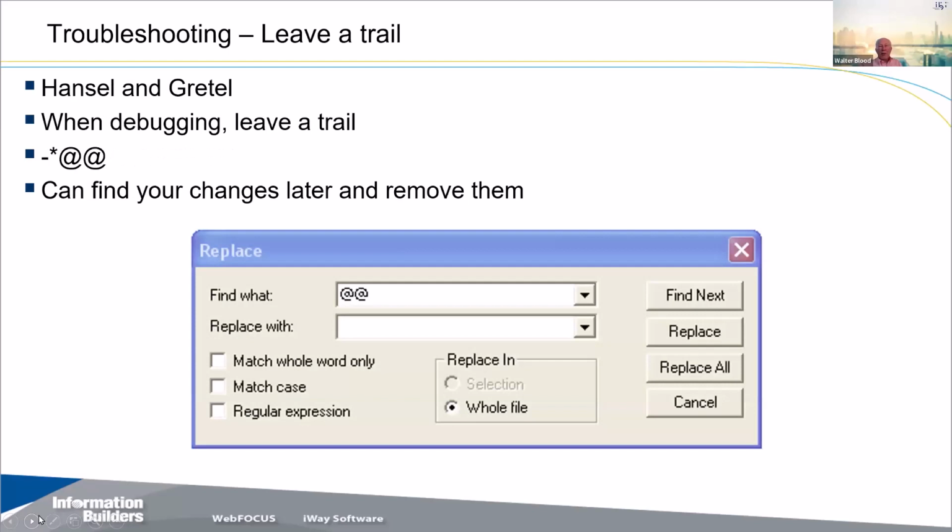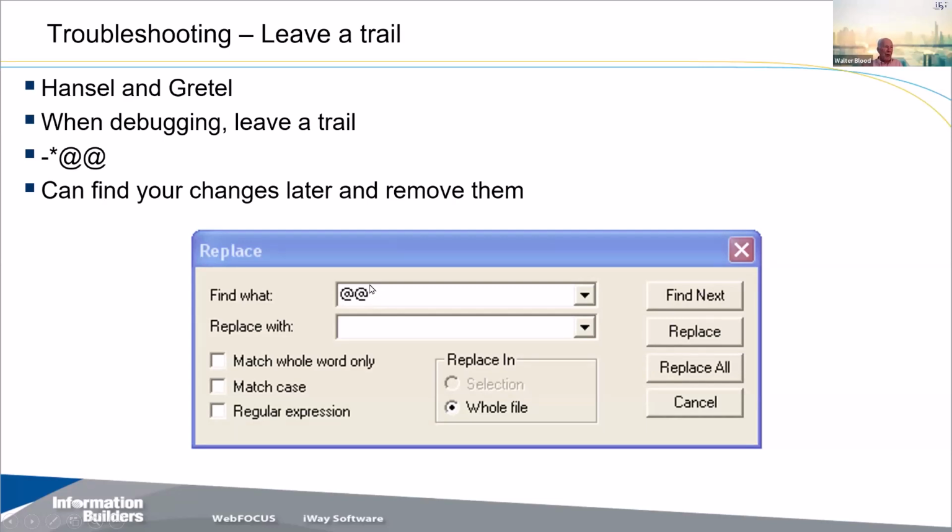Leave a trail. This is the concept of Hansel and Gretel. When you're working on stuff in code, don't forget to leave a trail of where you've made changes. You can use something like the ampersand and the two at signs. It makes your changes easy to find, and much easier to remove.